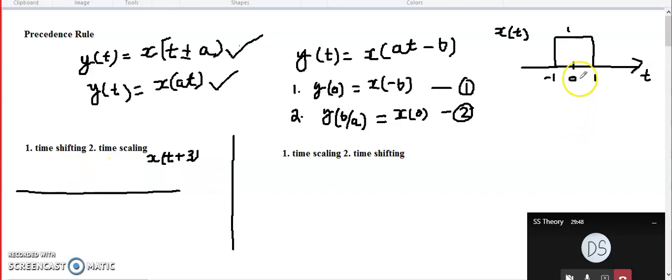Now because in this condition the signal has to shift to the left. Why? Because it is advancing. So the situation will be this: 0 will come at minus 3, minus 4 and minus 2, minus 2, minus 1 and 0 and 1. So this will be time shifting done first.